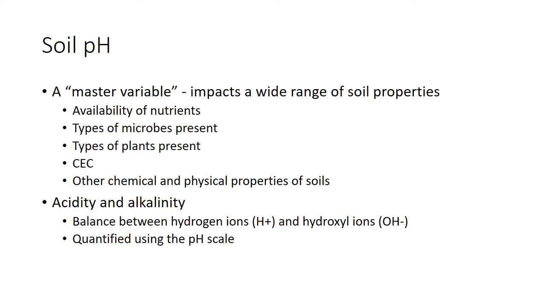Acidity and alkalinity are really just two ranges of the same scale, the pH scale. We have a balance of hydrogen ions and hydroxyl ions, and we quantify this using the pH scale. If you remember back to chemistry, pH stands for the negative log of the concentration of hydrogen. As we go lower in pH, we have a lot more hydrogen dissolved in water. As we go up in pH, we have a lot less hydrogen dissolved and a lot more hydroxyls.